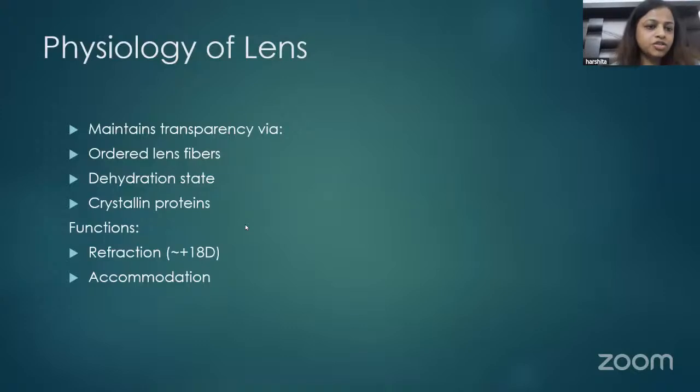So to describe the physiology, as we all know, the physiology of the lens is to maintain transparency, which is maintained via ordered lens fibers. And due to its nature of maintaining a dehydrated state, crystalline proteins act to maintain all these functions. The function is to provide refractive power of 18 diopters, and accommodation.